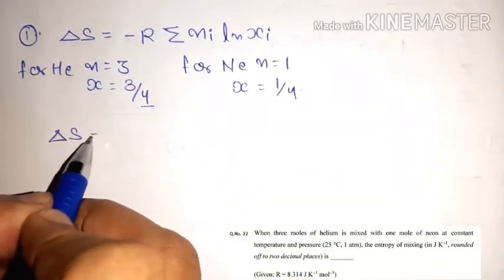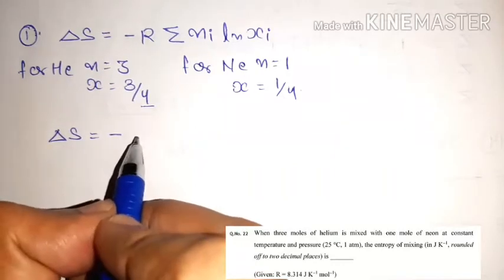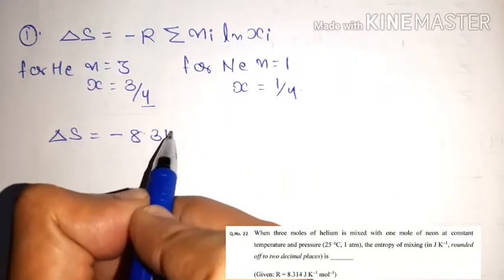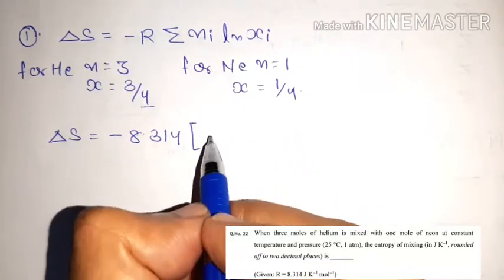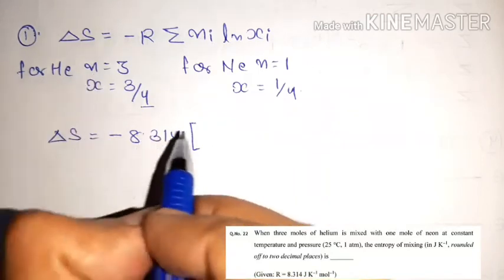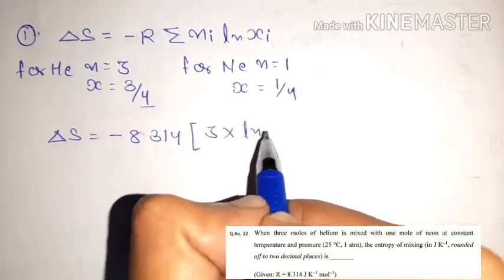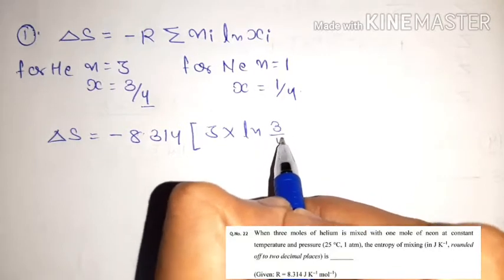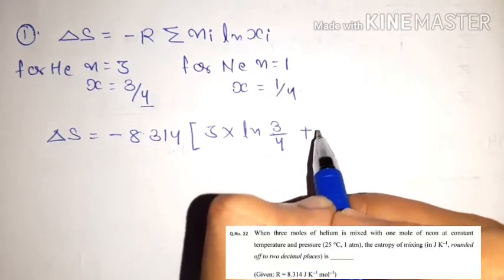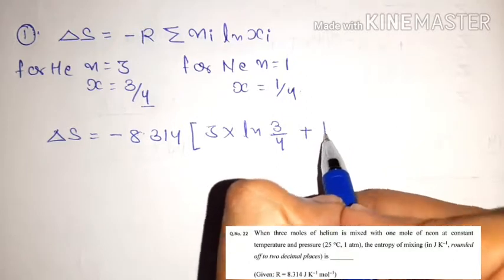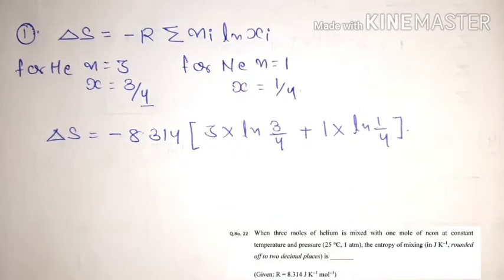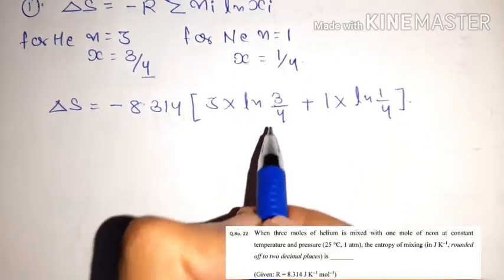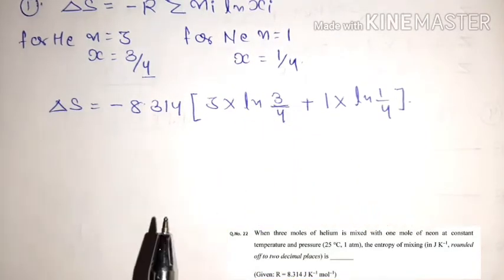So the value of delta S is minus the value of R, which is 8.314, into summation of Ni ln xi. So N of helium is 3 multiplied by ln of mole fraction of helium, that is 3 by 4, plus the number of moles of neon is 1 into ln of mole fraction of neon, 1 by 4. Okay, now you can use your calculator for calculating this equation because it will be provided to us in the GATE exam.